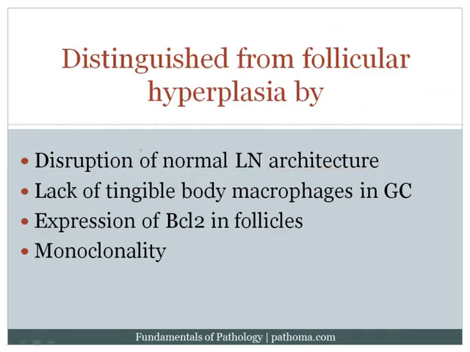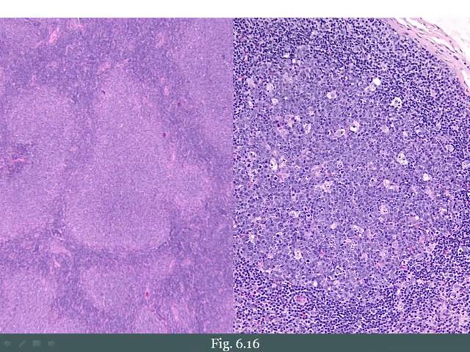The second important feature concerning the distinction between hyperplasia and lymphoma is a lack of tingible body macrophages in the germinal center. This image here is meant to highlight that. Now let's remind ourselves that when we have infection, then we're going to get a follicular hyperplasia, and that follicular hyperplasia occurs because B cells are coming into the follicle, they are undergoing somatic hypermutation in the follicle, and as a result of somatic hypermutation, many of them are dying.